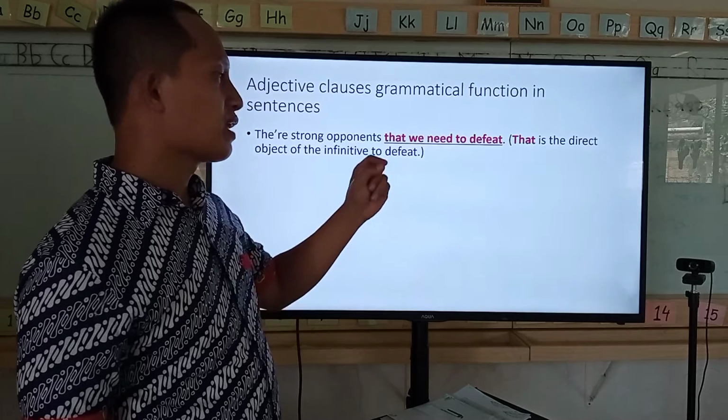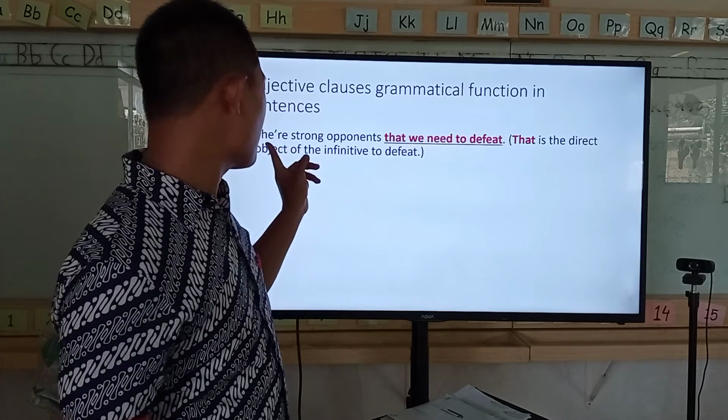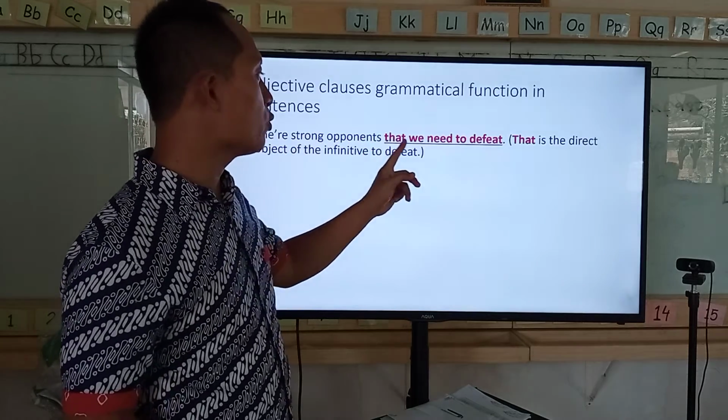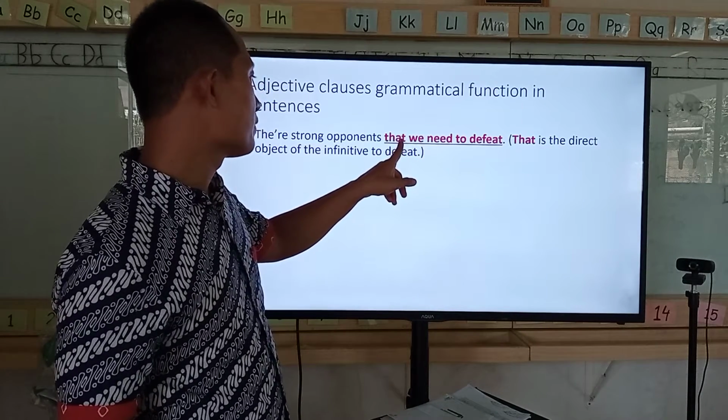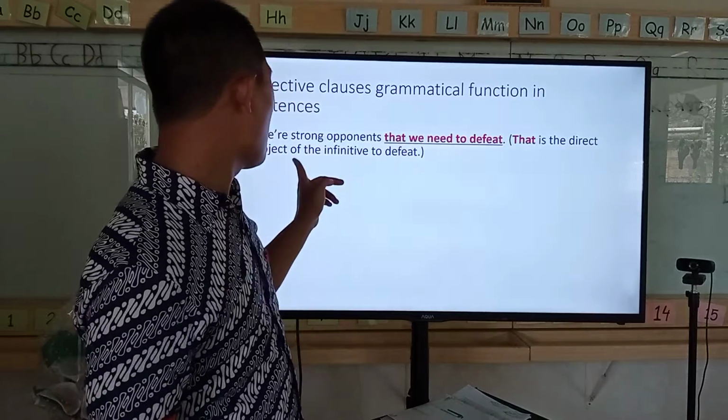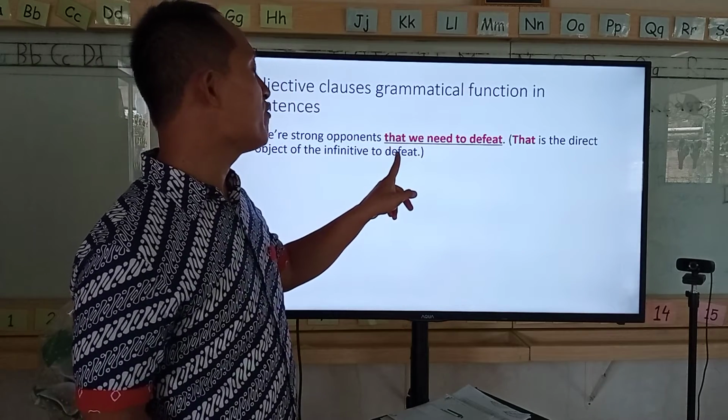Okay, now let's take this as an example. They are strong opponents that we need to defeat. Now that here actually is the direct object of the verb defeat.